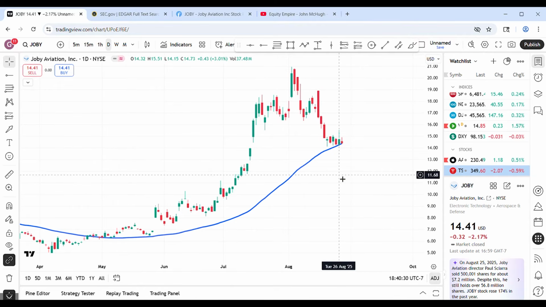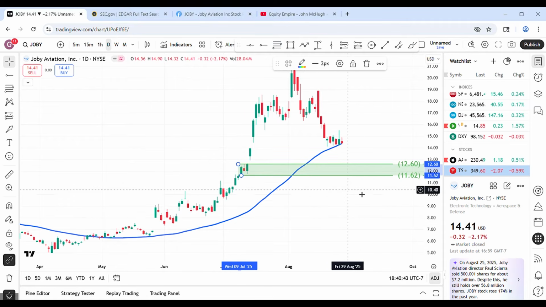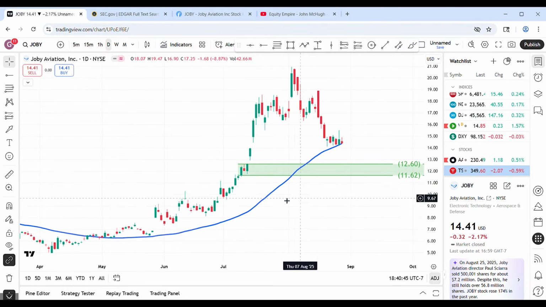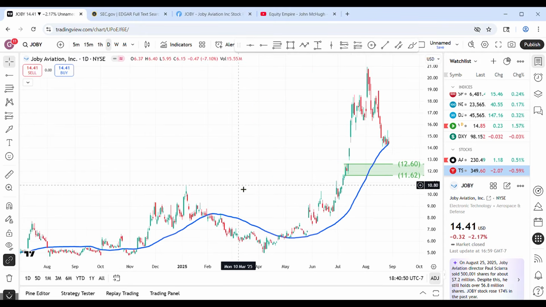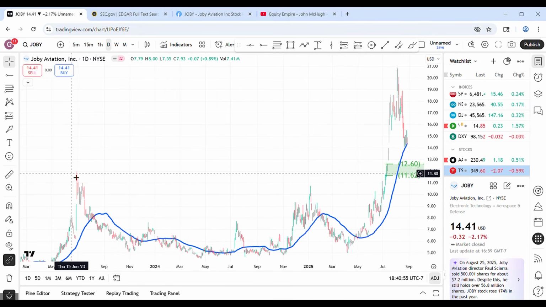Now there is a support level right here, so let me draw the support level. There's a support level in the 1260 to 1162 price range. And that's an interesting support level because it happens to coincide with the peak in June of 2023. So that support level is right at the breakout point, the multi-year breakout point.